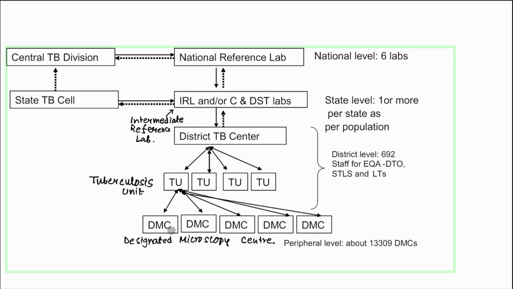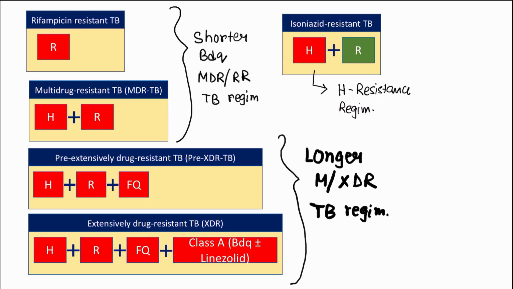Okay, and eventually if there is any problem or a need for another investigation, they basically go via these steps and ultimately to the national reference laboratory if needed. Okay, so just now we have discussed multi-drug resistant TB and what is the definition for different types of resistance pattern.